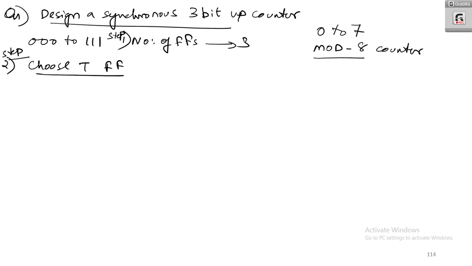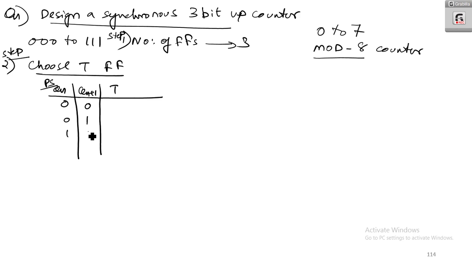Now, how to draw the excitation table of the T flip-flop? I can have the present state, Qn, and the next state, Qn plus 1, and the value of T. The transitions can be 0 to 0, 0 to 1, 1 to 0 and 1 to 1. For 0 to 0, T is 0; 0 to 1, T is 1; 1 to 0, T is 1; 1 to 1, T is 0. T is basically a toggle flip-flop, so only if the state changes does the value of T vary. So step 3, I need to draw the state diagram.